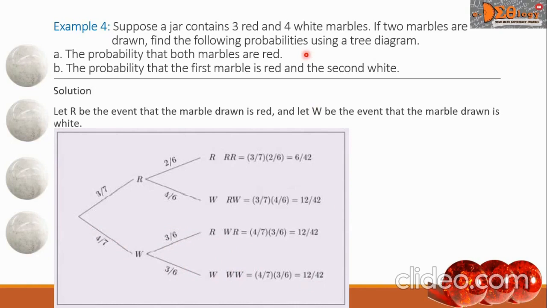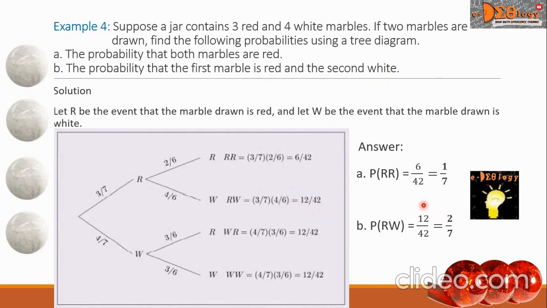Now, to answer our problem, letter A, the probability that both marbles are red, which means we will have the P of RR. This is equal to this value, 6 over 42. Let us simplify this to lowest terms. We will have 1 over 7. Next, for letter B, the probability that the first marble is red and the second white. So we have the P of RW, and this is our answer, 12 over 42. Let us reduce this to lowest terms, dividing the numerator and the denominator by 6, and the answer will be 2 over 7. So this is our final answer.